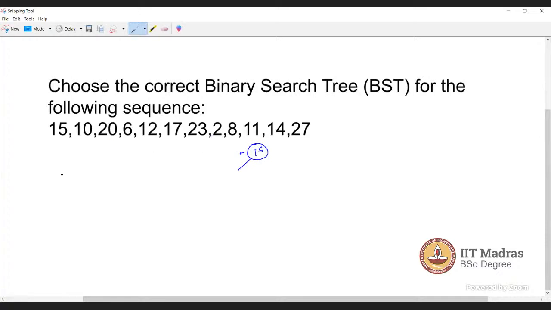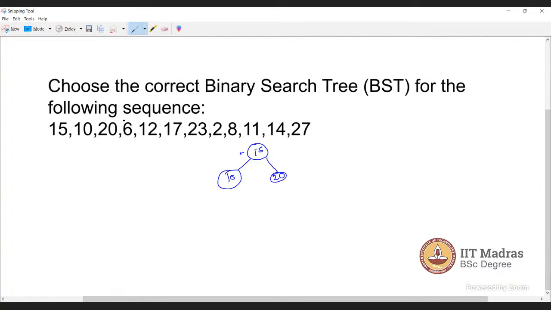So first we have to compare this element with the root node. If it is less than, it will go on the left side. If it is greater than, it will go on the right side, right? Then there is 20, so we'll compare it with 15, and since 20 is greater, it will go on the right side of 15.